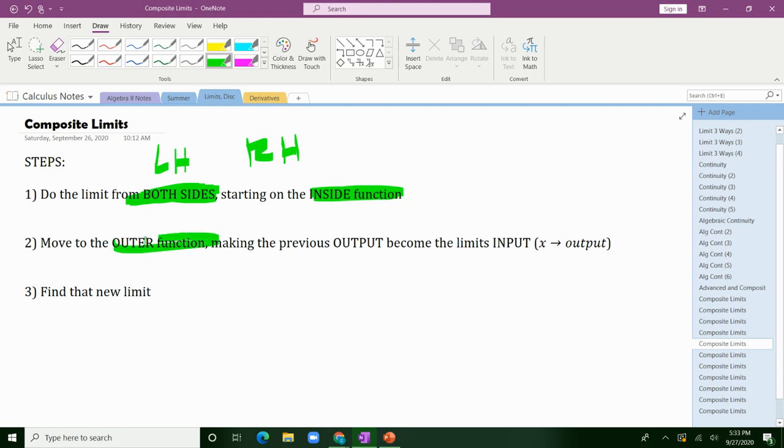Then you're going to go to the outer function, and whatever the previous limit's output was will become your new limit's input. So here's where you put your output. Okay, so now you're going to find your new limit. So notice you are finding a limit 2 times. Limit and limit. If you didn't do a limit twice, you didn't do the problem correctly. So pause that and jot that down. It might help you in case when you look at your work later, you're wondering what actually happened.